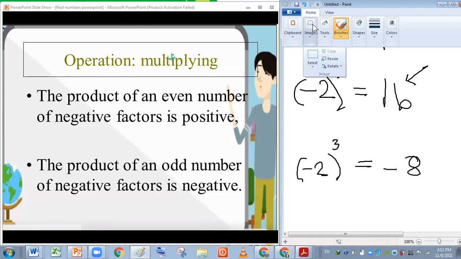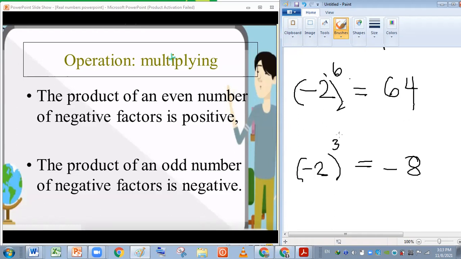I think everybody knows that idea of odd and even numbers of negatives. Let's say I have, just quickly, -2 raised to the power of 6. It is an even number, so we are sure that it is a positive answer, which is 64, positive 64.